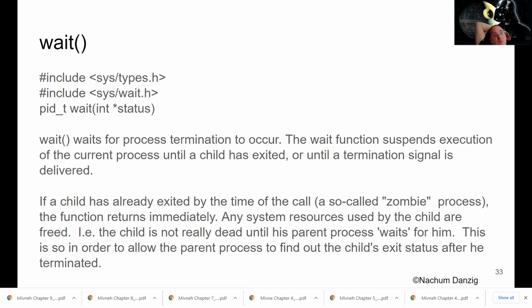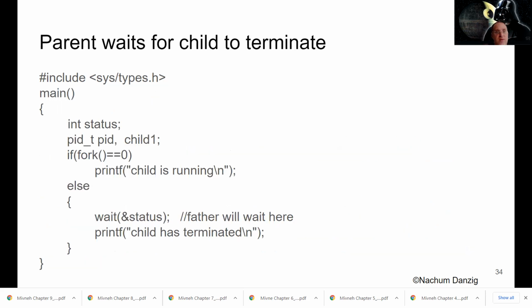Wait. Wait waits for a process termination to occur. The wait function suspends the execution of the current process until the child is exited, or until termination signal. Okay, so let's see an example before I go on here. I would run this program without this wait here, notice there's a wait here.